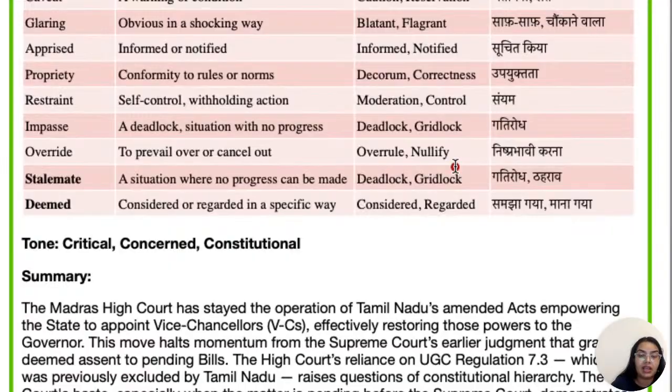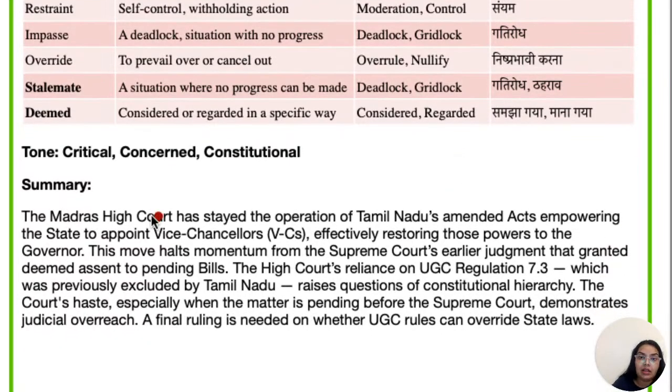So the tone that we find in the editorial today is critical because we need to take care of it immediately, and there is a lot of criticism, mild criticism we get to see, because there is a lot of concern. The author is definitely worried about so many institutions having no one to lead. Then it is constitutional because it relates to the order passed by the courts and what was followed and what was not. So the Madras High Court, this is the summary, has stayed the operation of Tamil Nadu's amended acts that empower the state to appoint VCs, effectively restoring those powers to the governor.